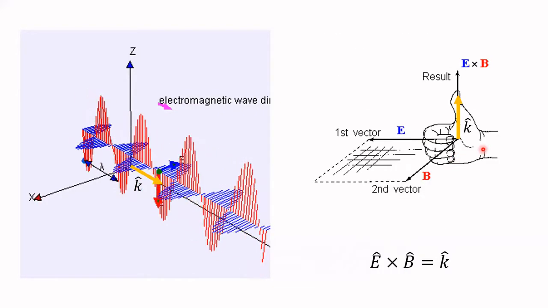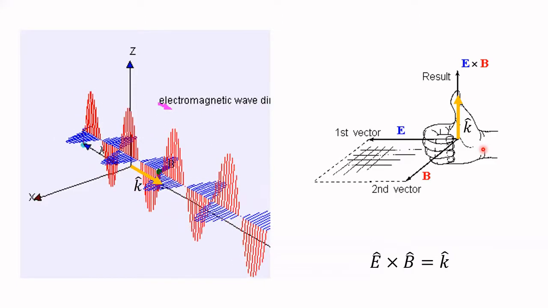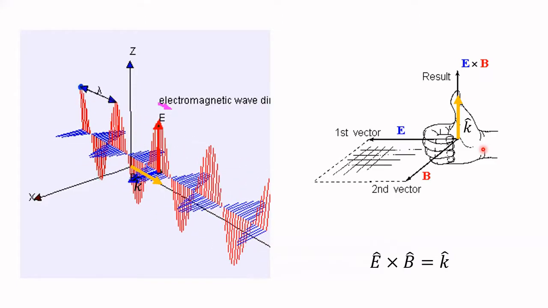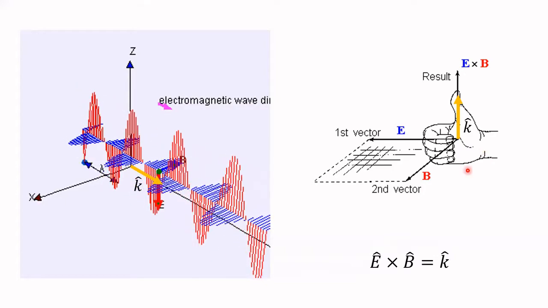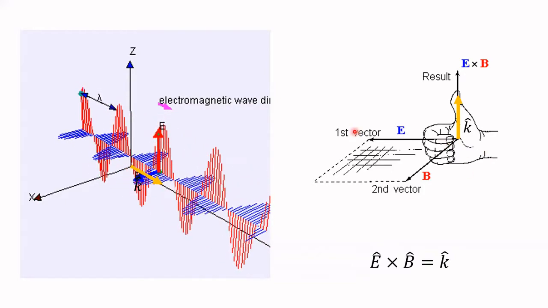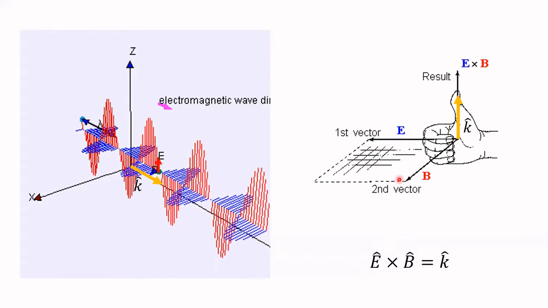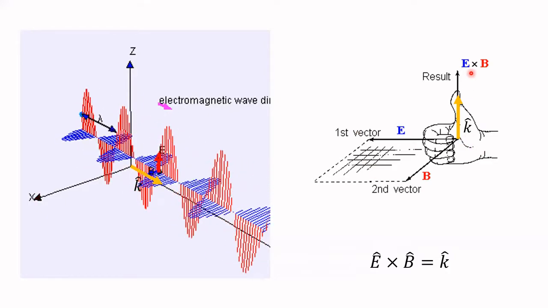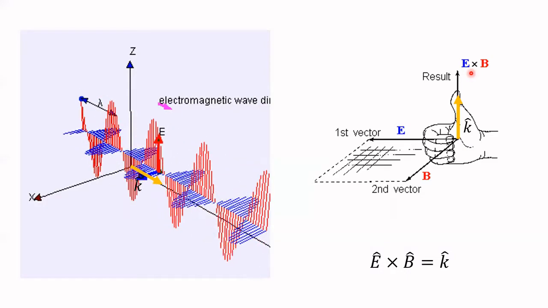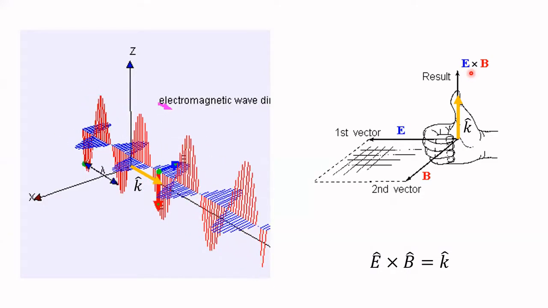So I like to use this particular right-hand rule. As I've mentioned, there's various ways to use your fingers or your hand to see the right-hand rule. I like to put my 4 fingers parallel to E, curl them towards the B field, and then my thumb tells me the direction that the wave is propagating. Remember, K hat tells us the direction that the wave is propagating.